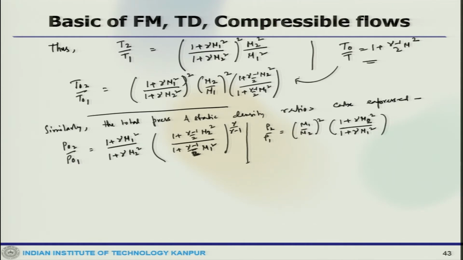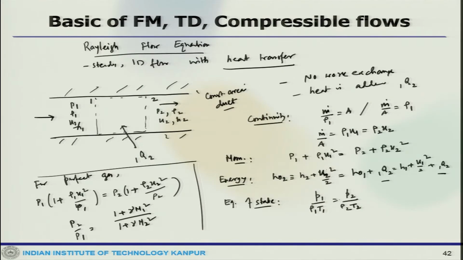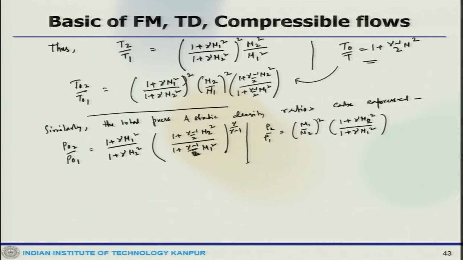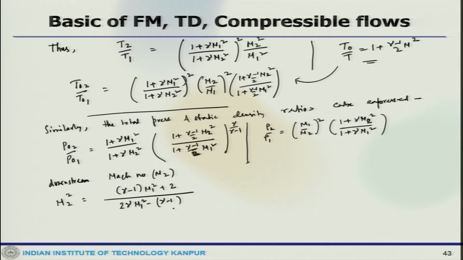Now, once you look at this, here is Mach number 1, and this side is Mach number 2, the downstream Mach number. One can calculate m2 square, which would be gamma minus 1 m1 square plus 2, divided by 2 gamma m1 square minus gamma minus 1.